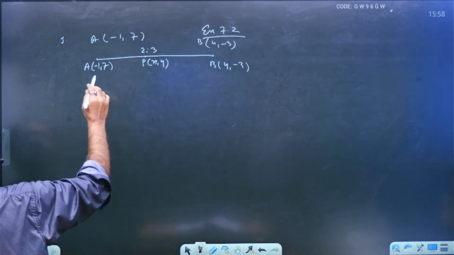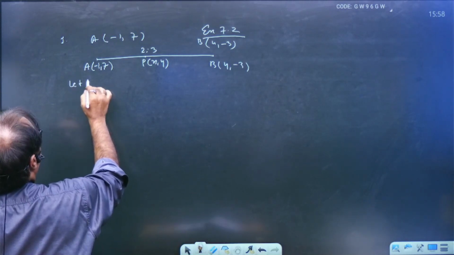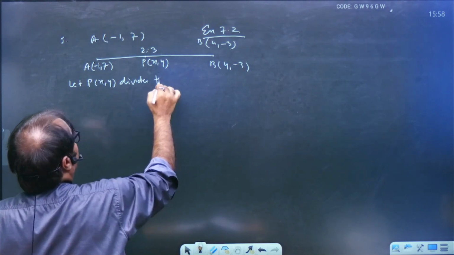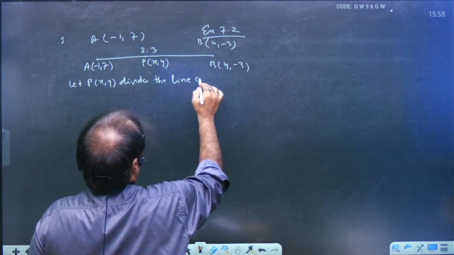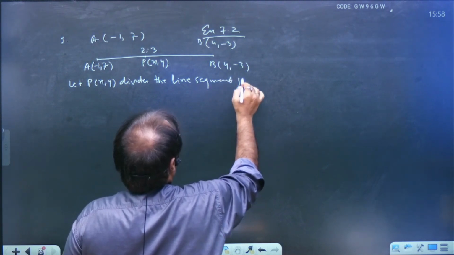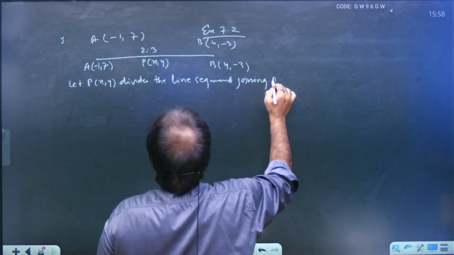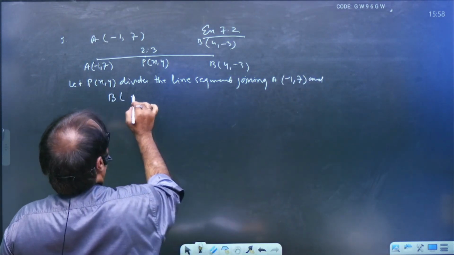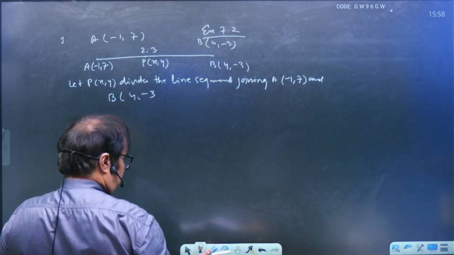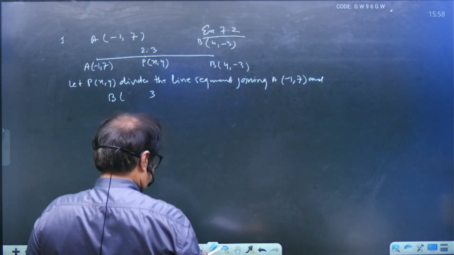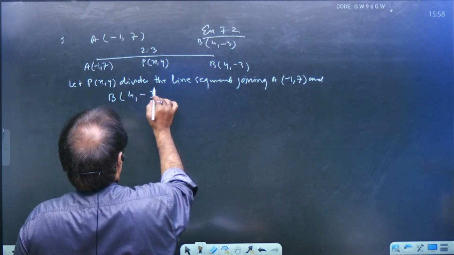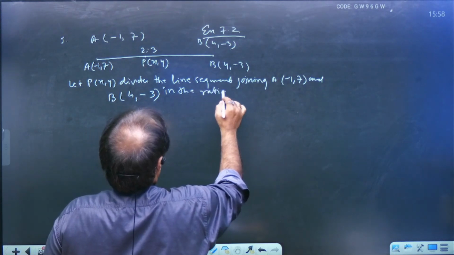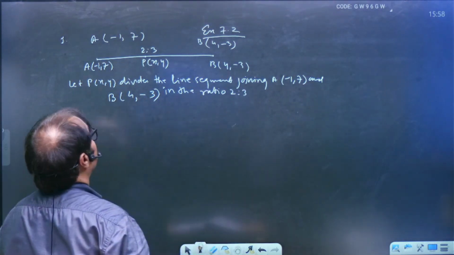So here first write a small statement. Let point P(x, y) divide the line segment joining A(-1, 7) and B(4, -3) in the ratio 2:3. Okay, this is the question.